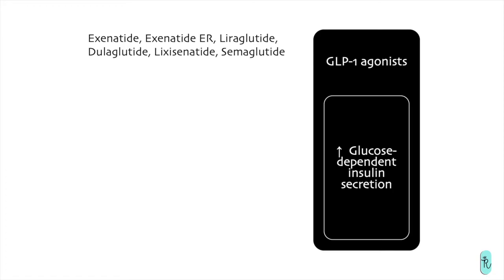Exenatide is administered twice daily, but its extended release formulation is administered weekly, which can be helpful in maintaining good adherence. Liraglutide is a once-daily injection, and per the LEADER trial, it can help to improve ASCVD risk.